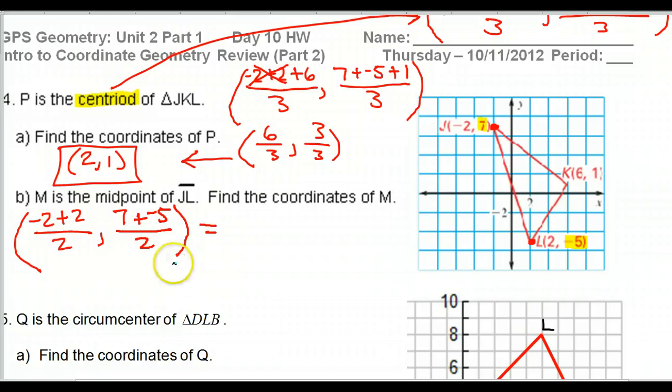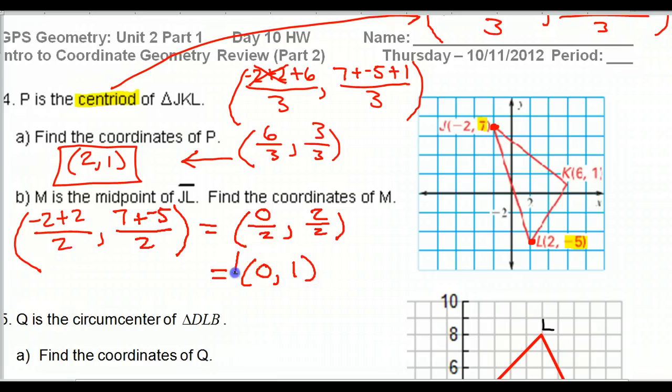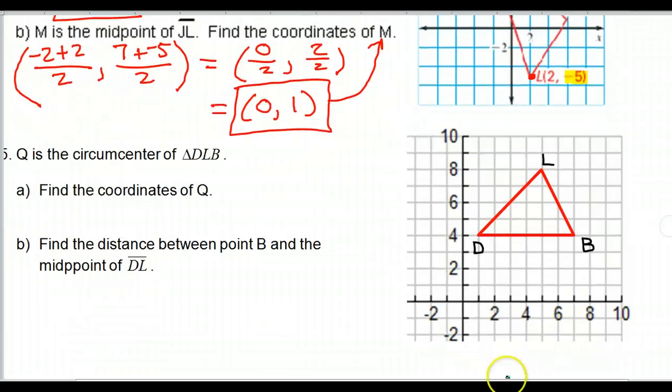Okay, but let's see what happens. This is going to give me negative 2 plus 2, well that's 0. 0 divided by 2. 7 minus 5, well that's 2. 2 divided by 2. Wait a minute, is this undefined or it's 0? So this is going to be 0, 1. These would be the coordinates of M. Okay, again, the word coordinates just means the ordered pair. Something, comma, something. Okay, so that was number 4.